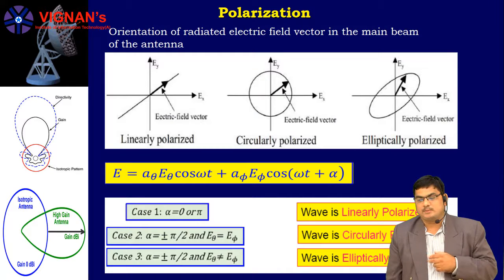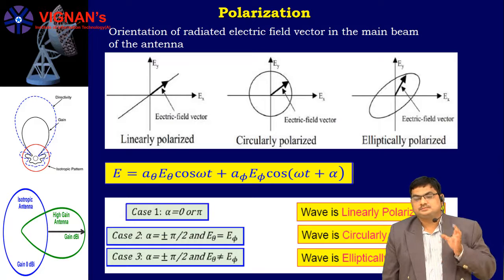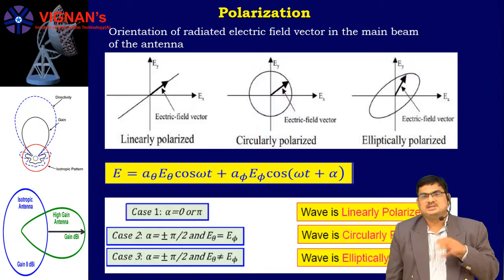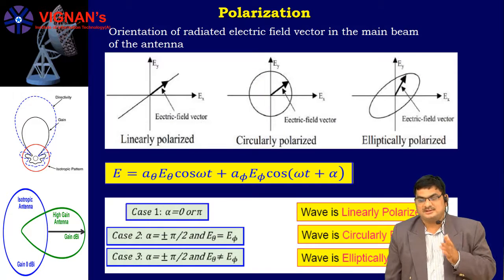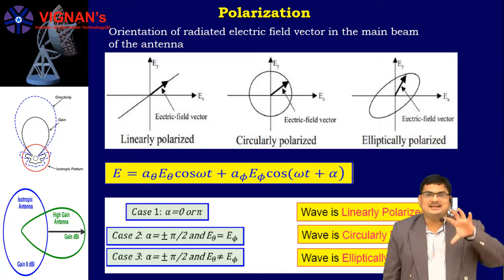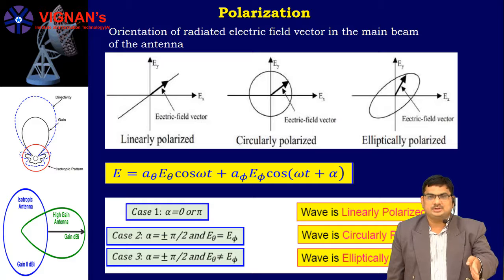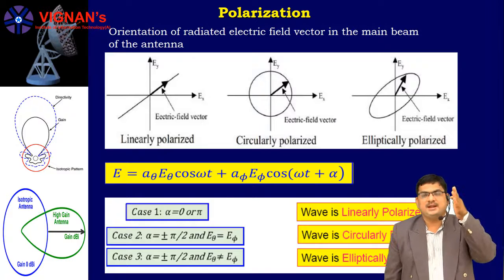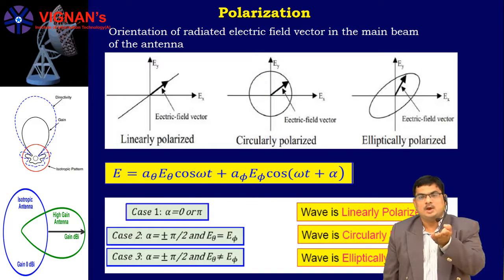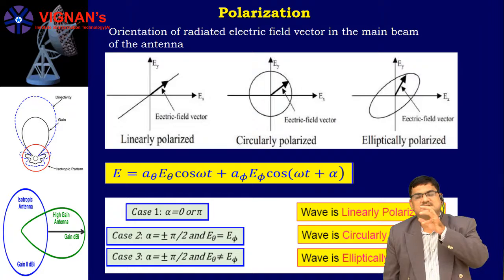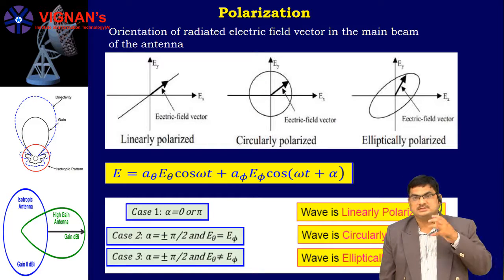That is called linear polarization. For circular polarization, this alpha value is plus or minus pi by 2, and it looks like a circle. It means that the electric field in one plane and the electric field in the other plane are both the same; only then can we say it is circular polarization.